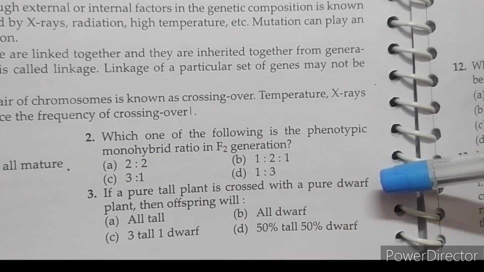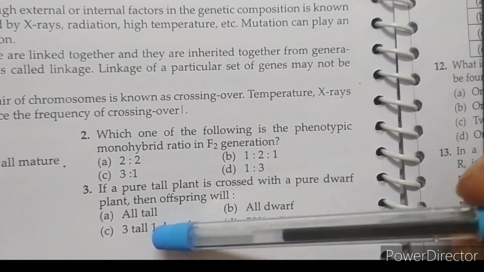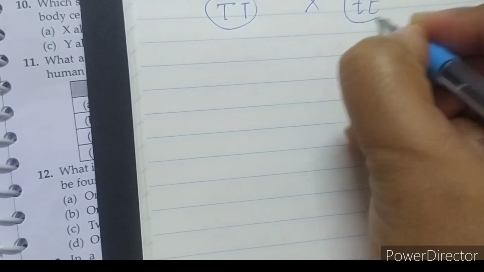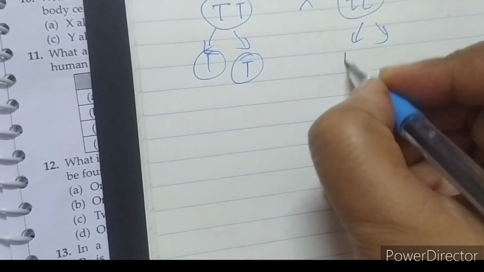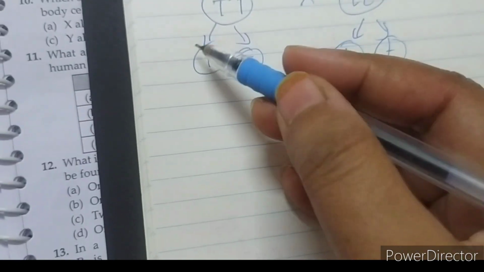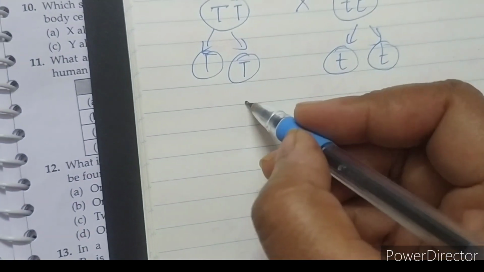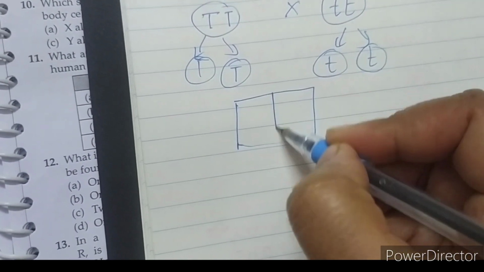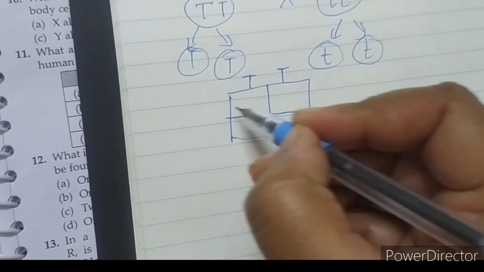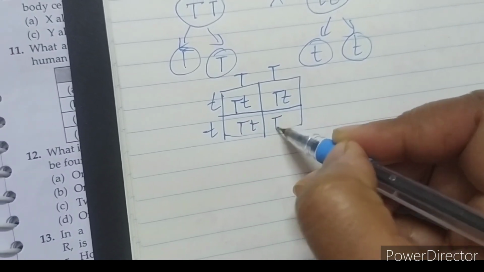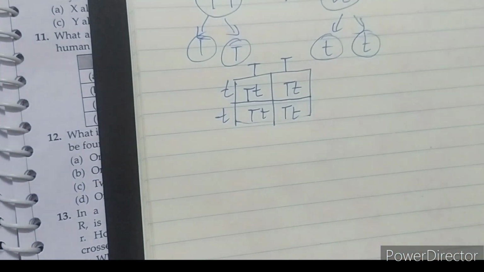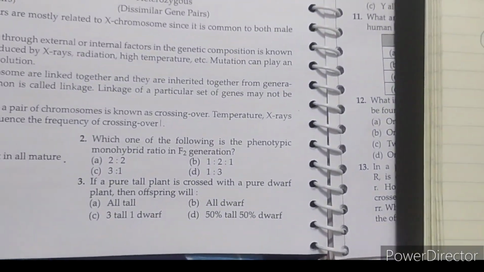If a pure tall plant is crossed with a pure dwarf plant, then the offspring will obviously be all tall. Let's see how. A pure tall plant, denoted by capital TT, is crossed with a pure dwarf plant, small tt. The gametes formed here will be capital T, and the gametes formed here will be small t. All the gametes of one parent are the same, and the other parent's are also the same, so if you make a checkerboard, you will get the same type of progeny. Even if one dominant allele is there, all the plants will be tall. So the answer is all tall.